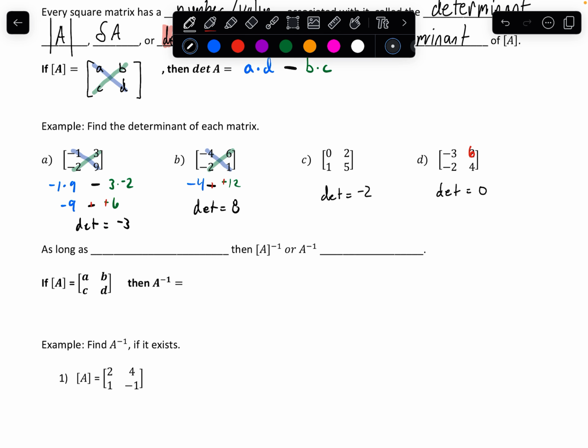So what do we do with determinants? As long as the determinant of A, or whatever matrix you're looking at, is not 0, then the inverse of A exists. So we use the determinant to, 1, know if there is an inverse, and 2, it's going to be part of how we find the inverse too.